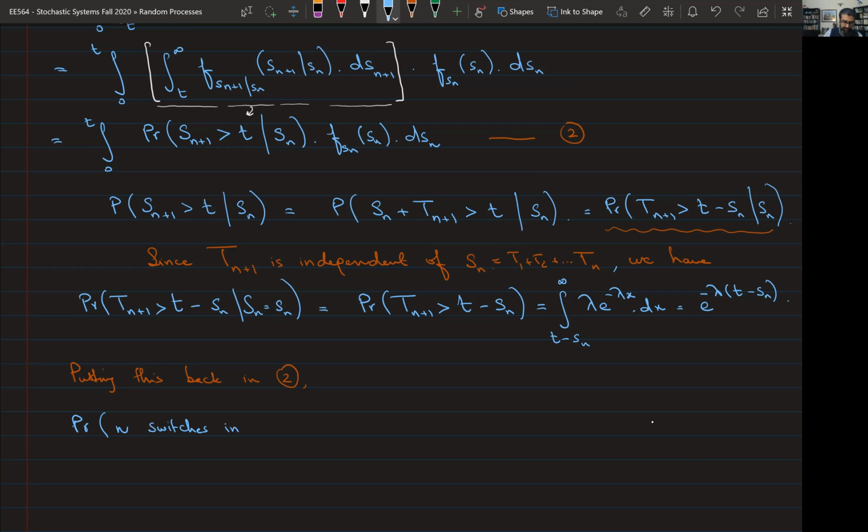So there are n switches in this interval, 0 to t. This is equal to the integral from 0 to t of the probability that Tn plus 1 is greater than t minus Sn given Sn, which I've found out already. This is lambda e raised to minus lambda times t minus Sn. And then I need the PDF of Sn. So this is something I still need to evaluate. So let's say this is equation number 3.